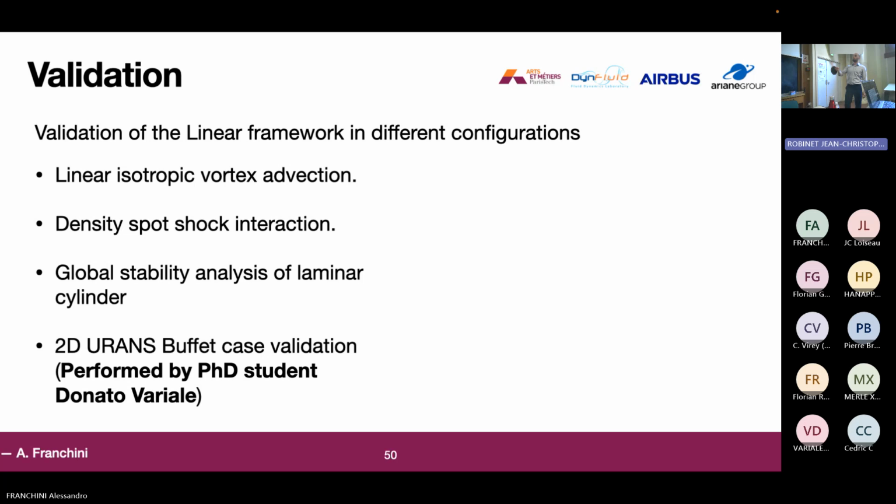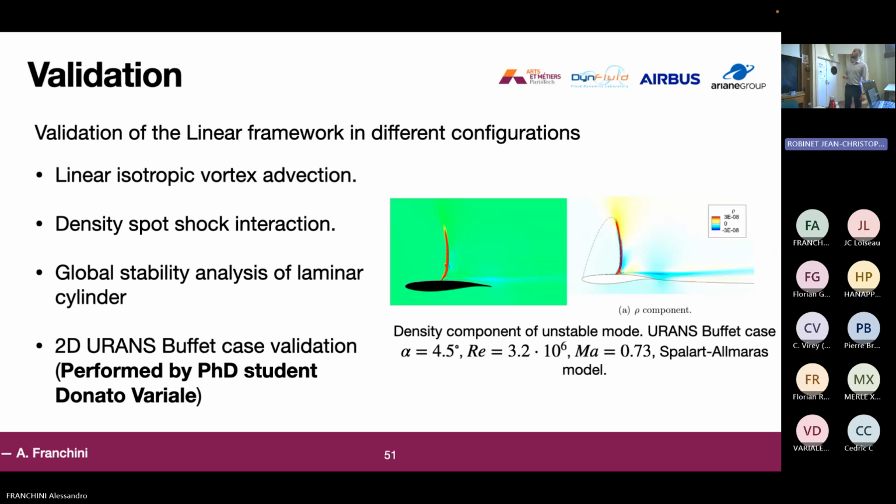And then the URANS validation has been done by another PhD student from our lab, Donato Variale, who has performed the buffet case. For example, here there is a comparison on the density component of the unstable mode for the buffet case, which is an unsteadiness of the shock that appears in an airfoil case.